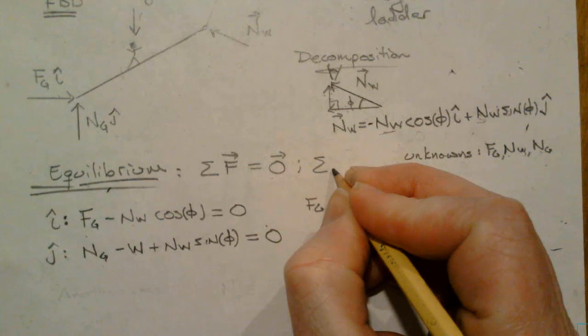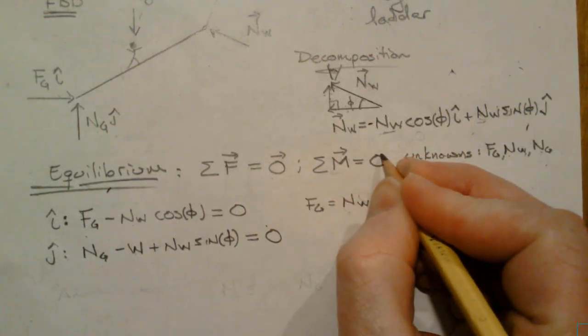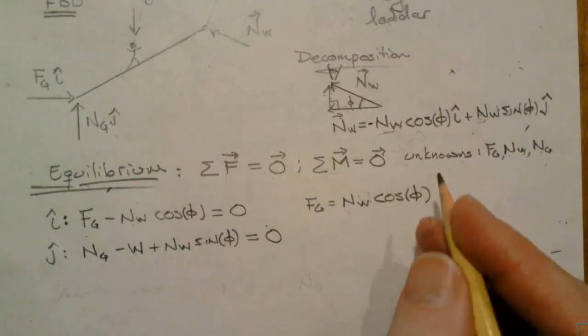So we're summing up all the moments and setting that to zero. Moments are vectors as well. So that's why the arrow is over the pieces here.